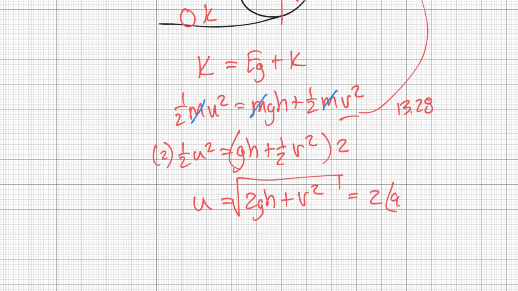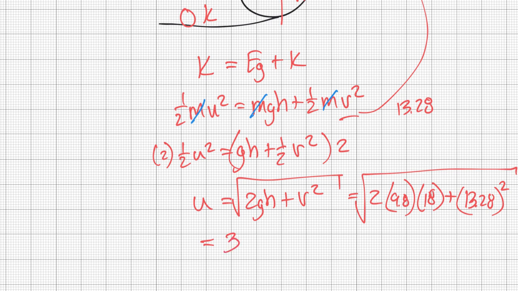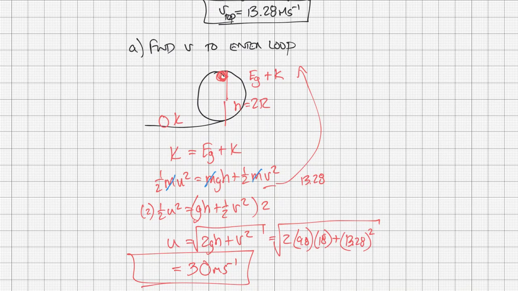So that's 2 times 9.8 times 18 plus 13.28 squared, and square root. And that's going to give me about 30 meters per second. So that's the slowest speed that I can have to enter the loop, because then as I go up the loop, my kinetic energy is going to turn into potential and kinetic. I still need kinetic because I need to have some velocity here to stay on the track, and then I may convert back to kinetic energy as I leave the loop.